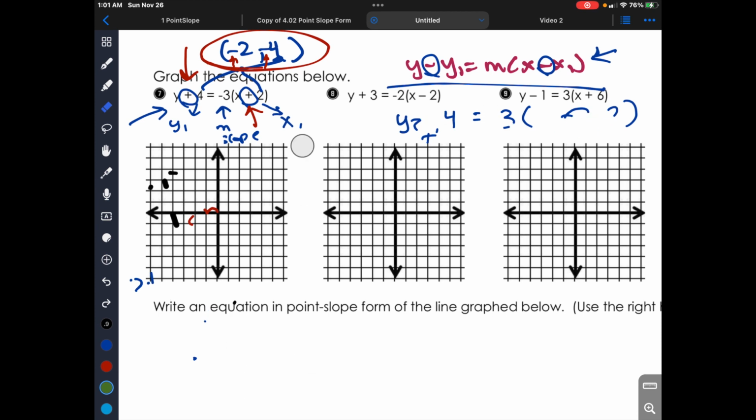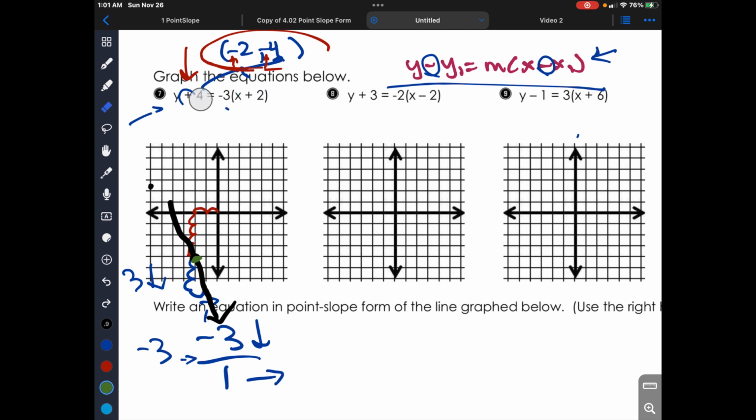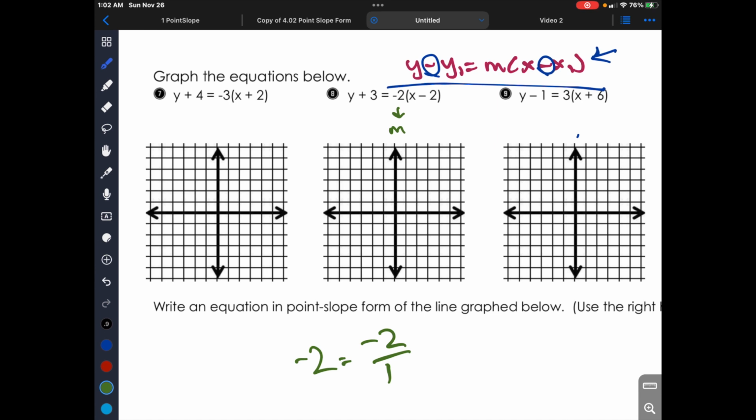Okay, all right, next one we're going to do is number 8. Go ahead and write that down. The best way to do math is doing lots and lots of practice problems. So here we go. y plus 3 equals -2. So we know this is the slope. Our slope is -2 over 1, because -2 is the same thing as -2 over 1. And then we know that this 3 is our y, and -2.